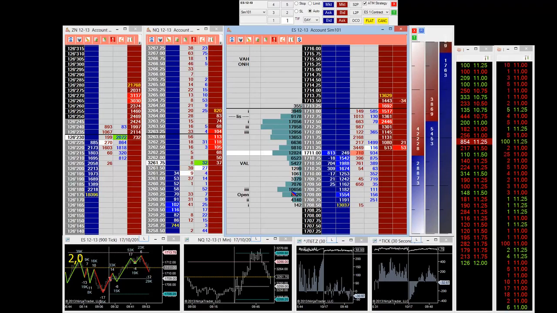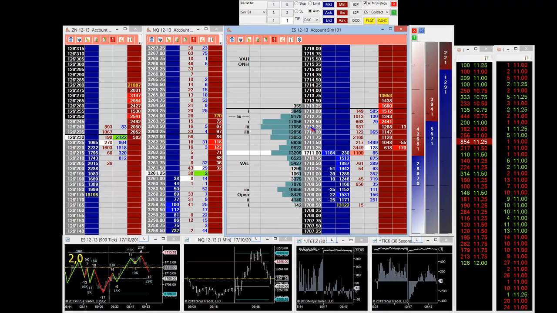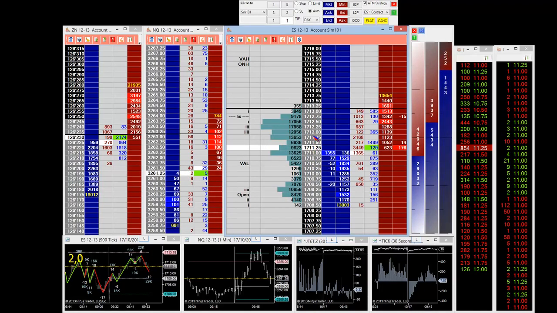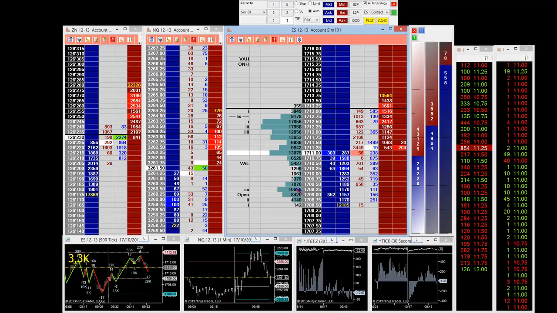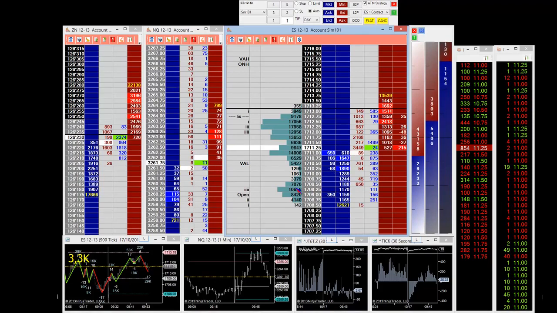But again, volume cluster. If we look above this area now, 1711 to 1712.50, we've got a thick area on the volume profile. If you look down at 0925, that's something called a volume cluster. So a volume cluster is really just an area where, at one or two prices, we've got exceptionally high volume. And those kinds of areas tend to be pivotal in the market.